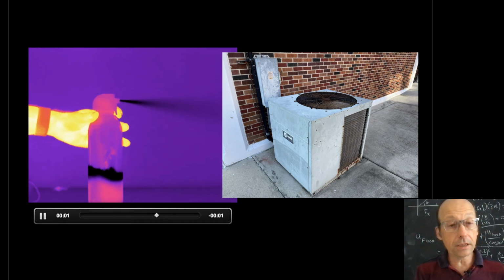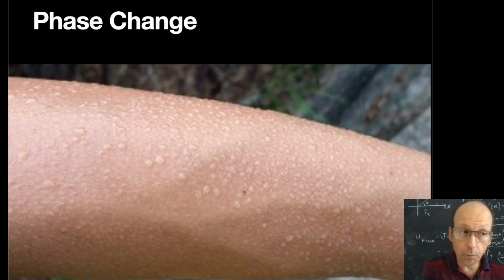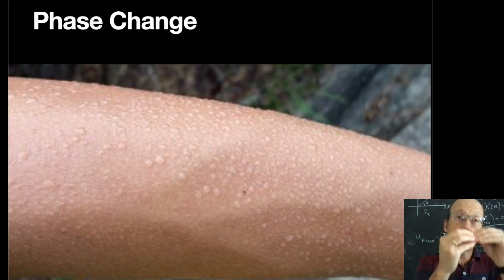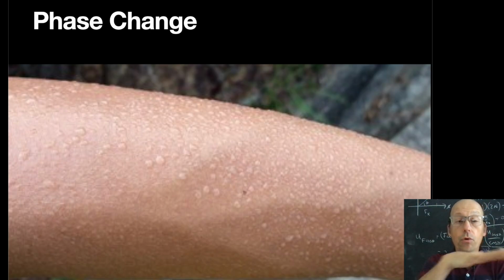But there are other ways to make things cool. Here's one way, and that's changing the phase of a material. If you go from a liquid phase to a gas phase, that takes energy. So that works really well with water. If you take water and let the water evaporate, it will cool things off.